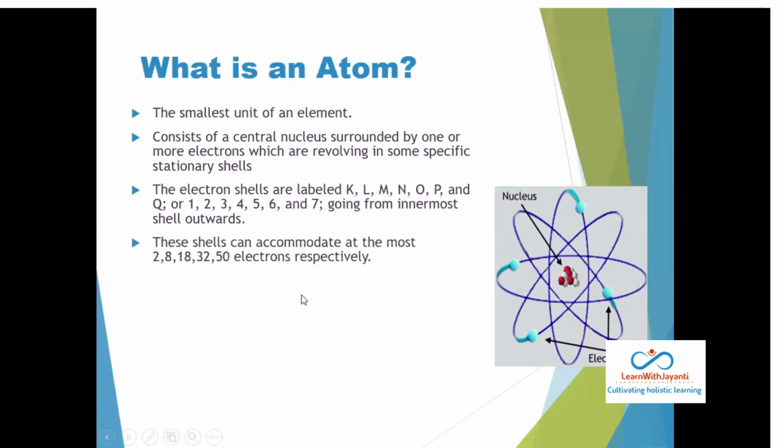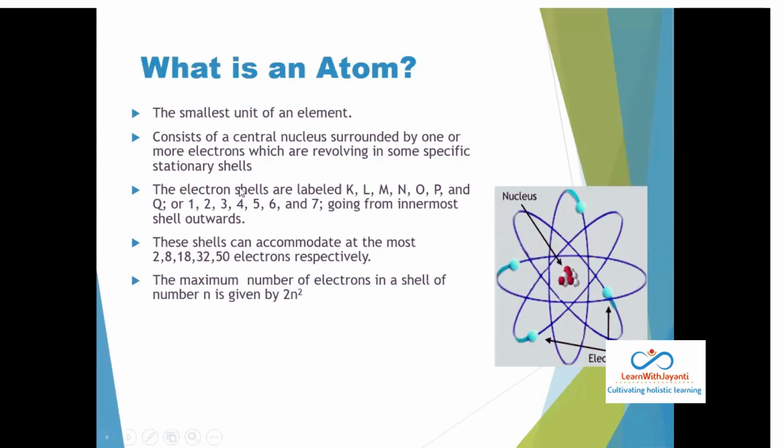Now these shells can accommodate at the most how many electrons? The first shell can accommodate only 2 electrons, the next one 8, the third one can actually accommodate 18, but normally we maintain the octet. It can actually take 18 or 32 next. So how did we come up with this? How did we know it can hold 18? This is the formula: the maximum number of electrons in a shell of number n is given by 2n square. That is the maximum it can hold, but normally it tries to maintain the octet.